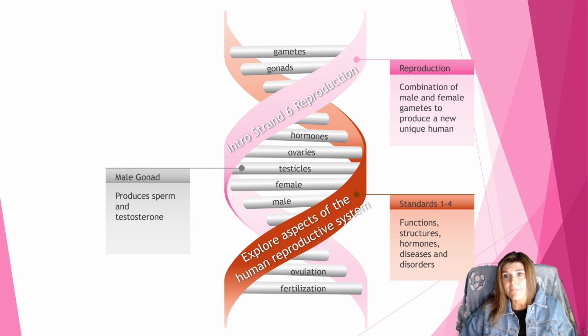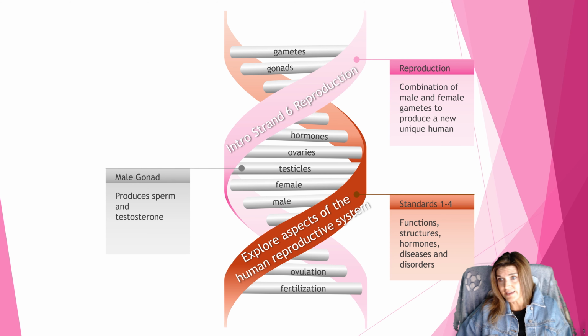So gametes come from gonads. We can just start this whole process by pointing out similarities. Males and females both have gonads, and we both produce gametes. So welcome to today. Here we go.